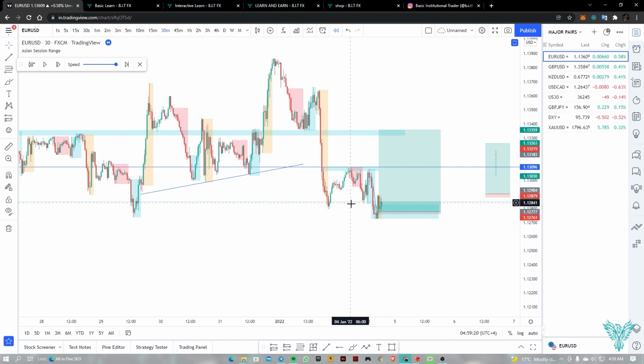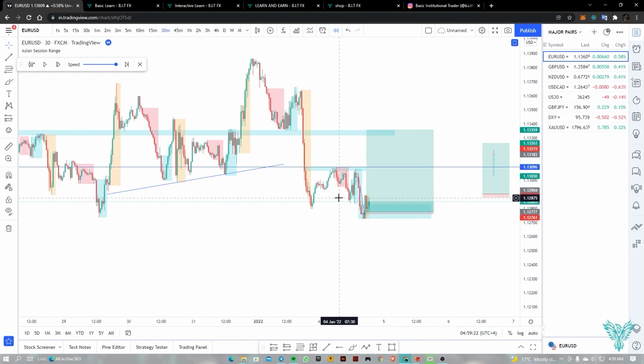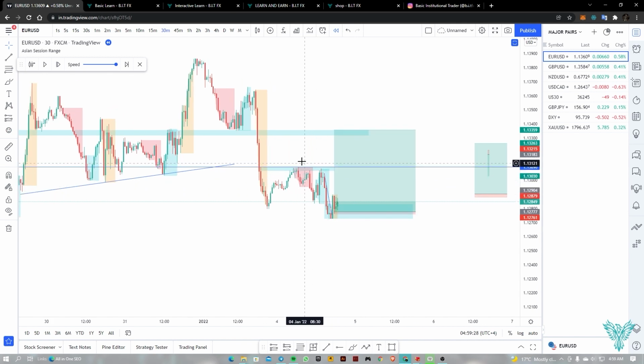So now what do I mean by cherry on top and what do I mean by the Asian high? I'll be making a separate video explaining about the Asian session range in depth. But just in short, Asian session highs and lows are like liquidity grab areas for the banks.